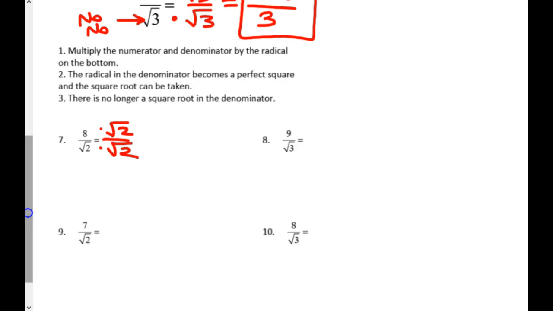What is 8 times the square root of 2? Nope, it's 8 square root of 2.